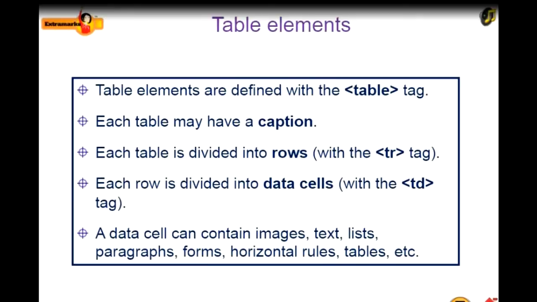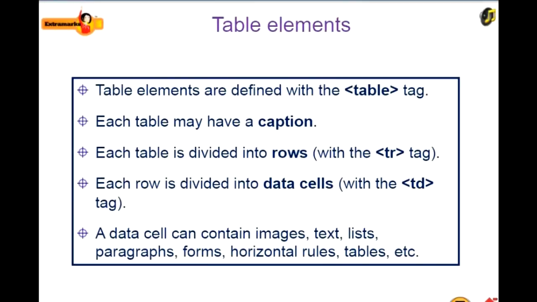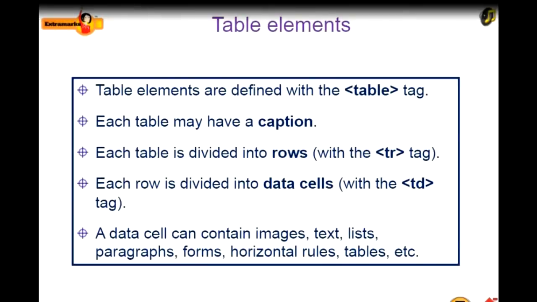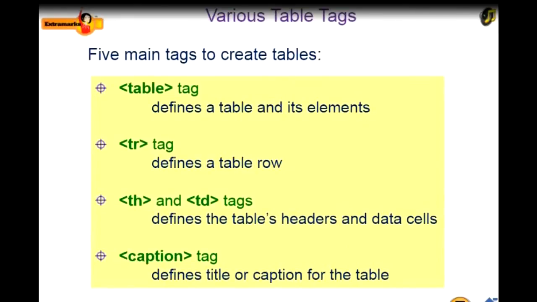Table elements are defined with table. Each table may have a caption. Each table is divided into rows with the tr tag. Each row is divided into data cells, that is with td. A data cell can contain images, lists, paragraphs, forms, horizontal rules, tables, etc. So it means table, then tr, then td, then td close, tr close, and table close.